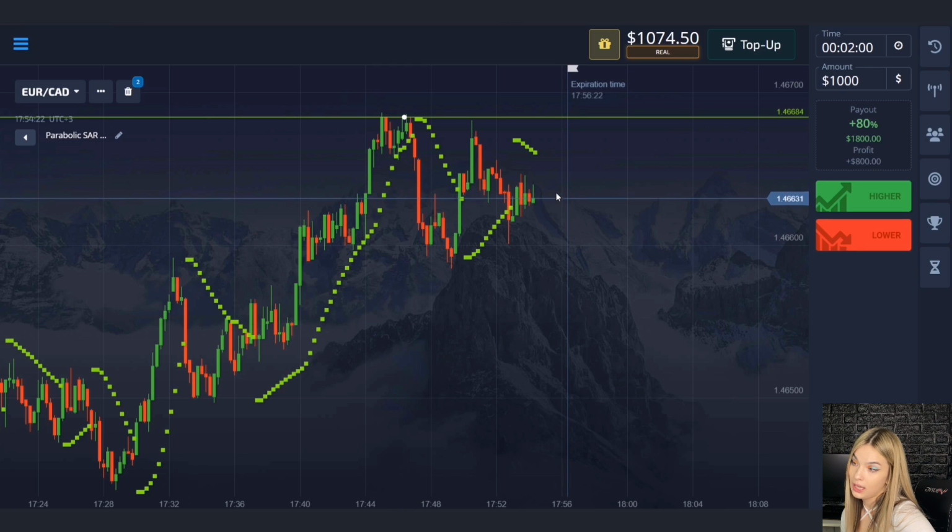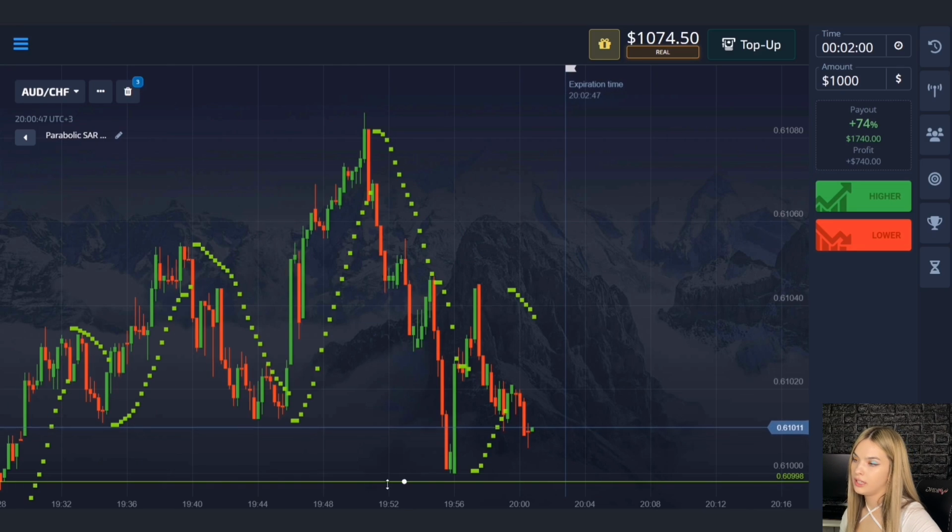And since I still have $1,000 on my deposit now, I'll just continue analyzing the market and try to find the next entry point. Here we need to focus on market analysis, not on the result we got right now. So guys, I'll just try to find another situation in the market and we will continue.